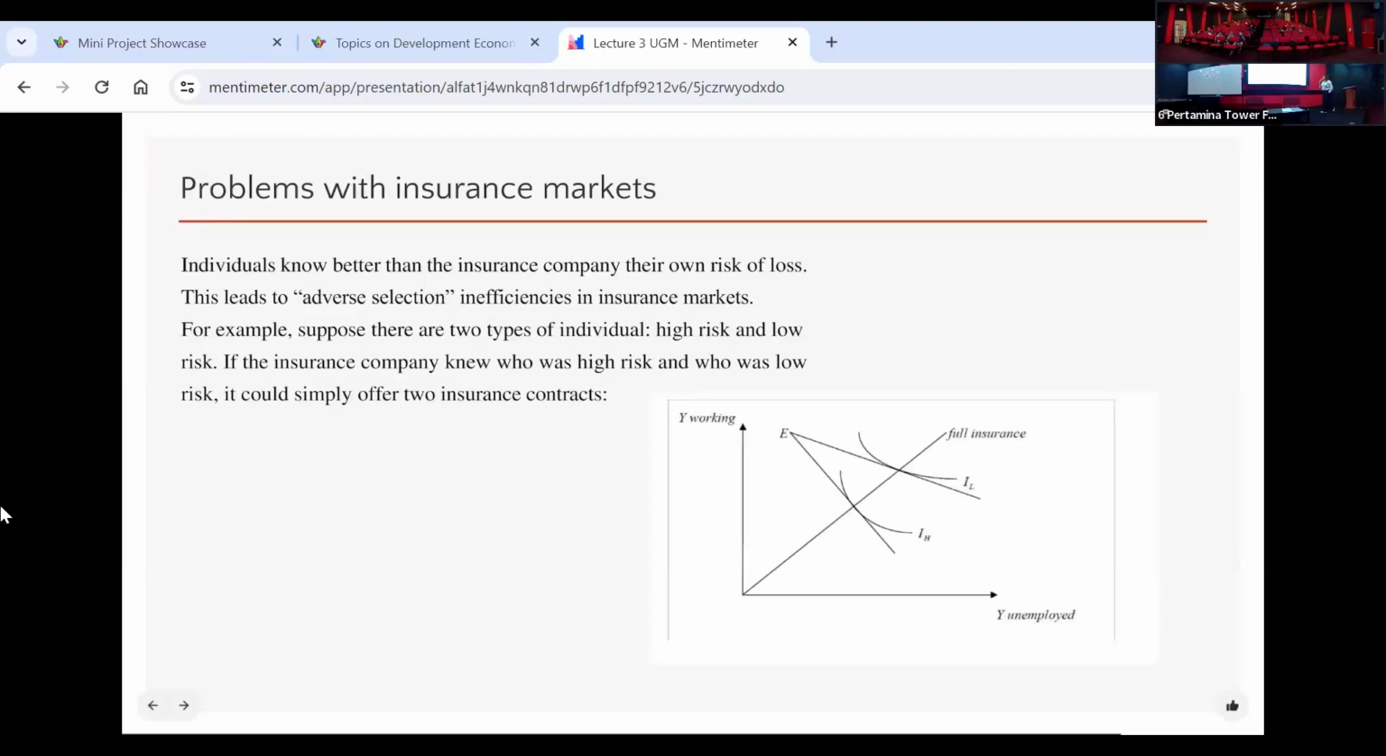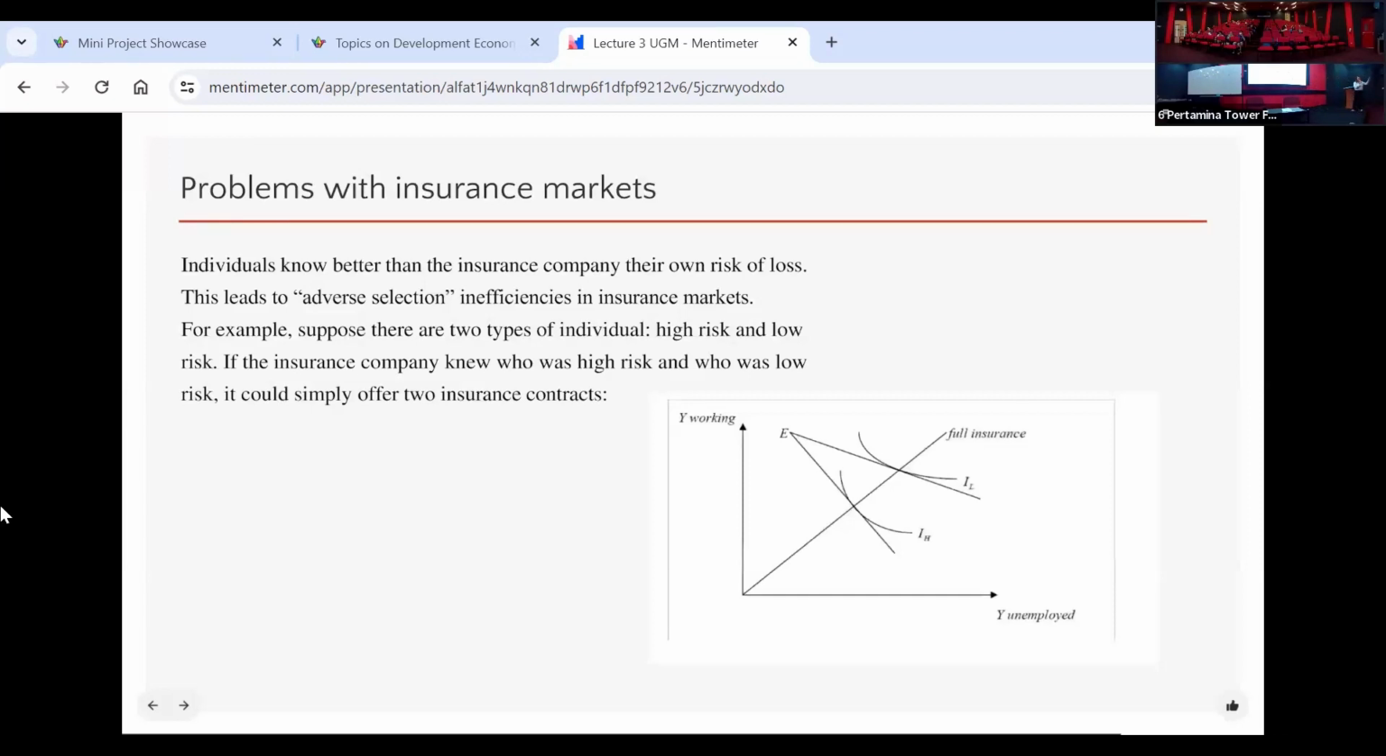So from the point of view of the insurance companies, suppose that there are two types of individuals: high risk and low risk. Here, the 45-degree line means full insurance. We were okay with all the maths that I showed you. Some of you got it, some of you didn't, but we all believe that we're going to buy full insurance. Excellent. So I am here on this line, but I know that there are two types of individuals, low risk and high risk.